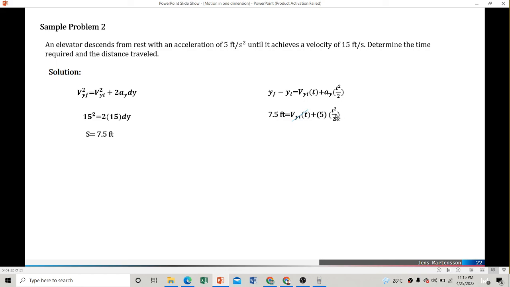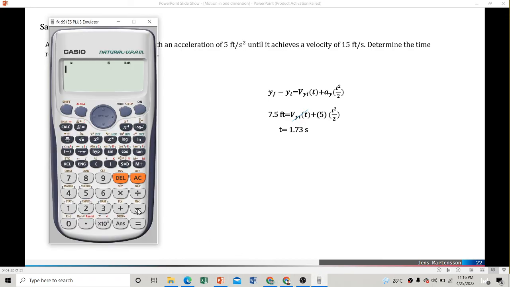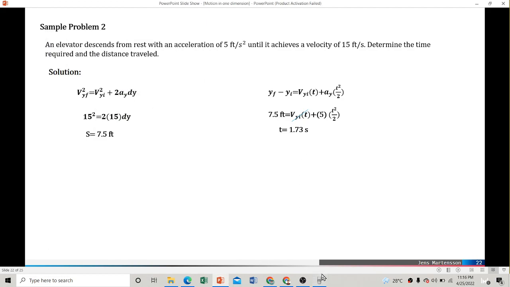Now there is only one variable, which is the time. So let me check if that is correct: 7.5 is equal to 5 times t squared over 2. Shift solve equals, that is 1.73 seconds. So that's all for motion under the condition of constant acceleration.